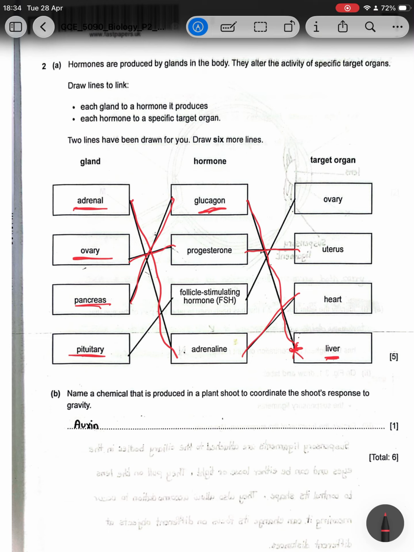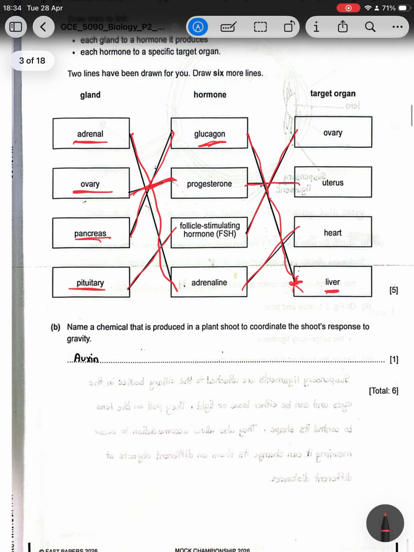Lastly, the pituitary gland produces FSH and also LH, and the target organ is ovary. So what it does is it stimulates the growth of eggs and also forming corpus luteum. So when this happens, the ovary then triggers the production of progesterone.